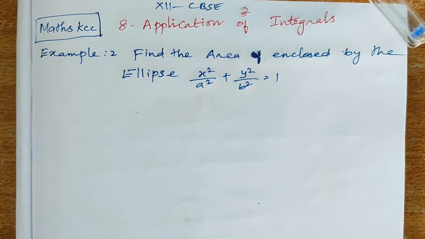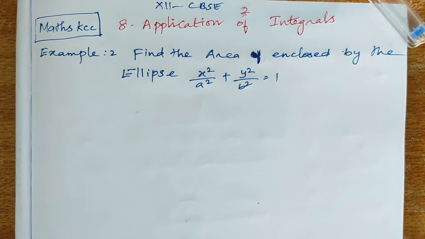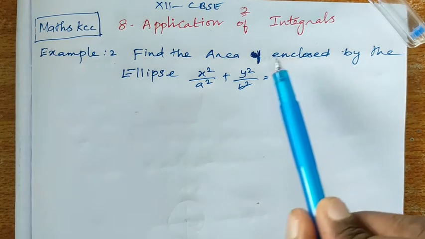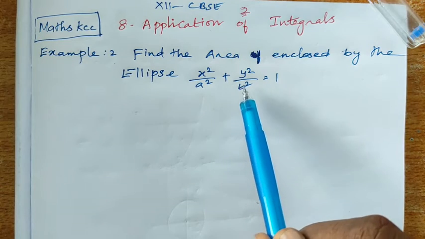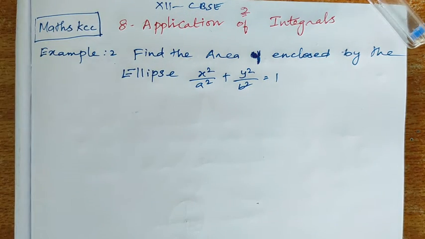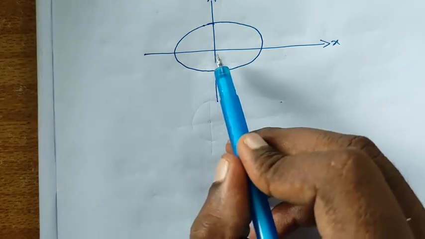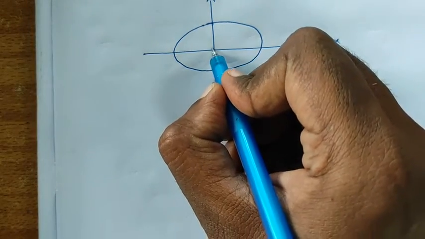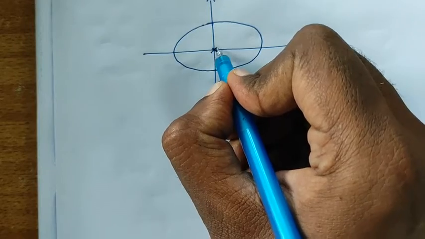Today we have to deal with area in application of integrals, 8th unit in the CBSE syllabus. So first question, example 2: find the area enclosed by the ellipse x square by a square plus y square by b square equal to 1. This is the curve of the ellipse, center is the origin.